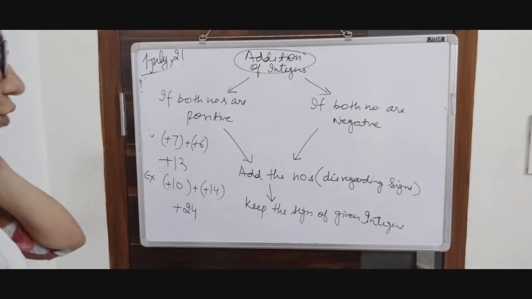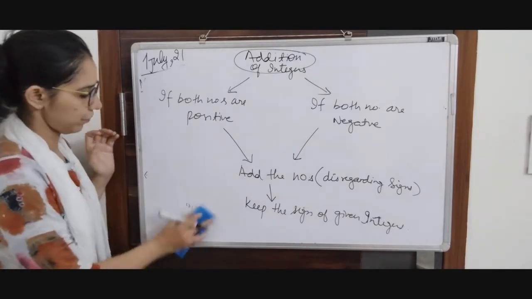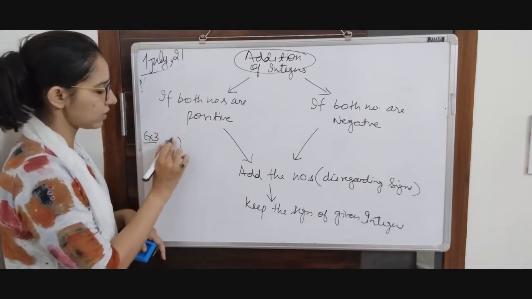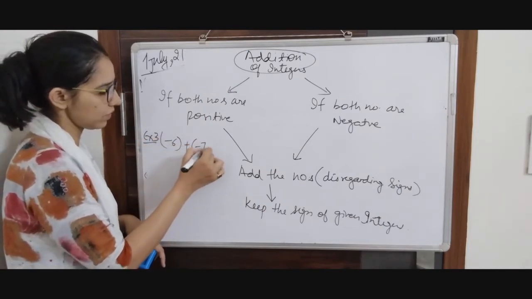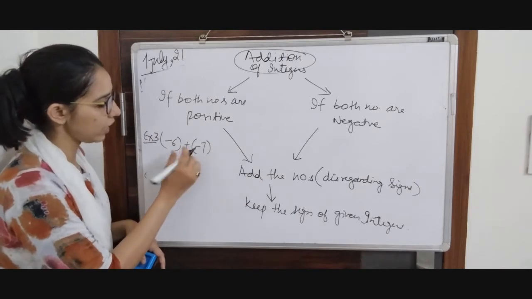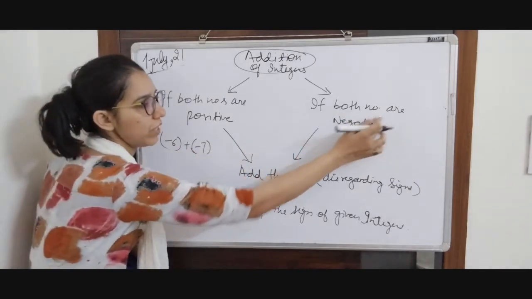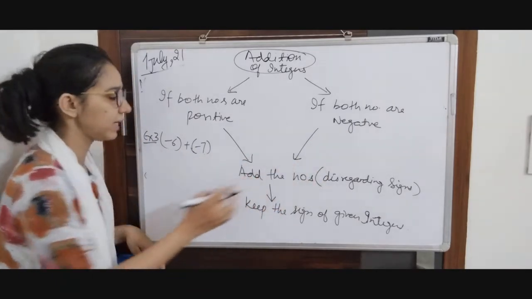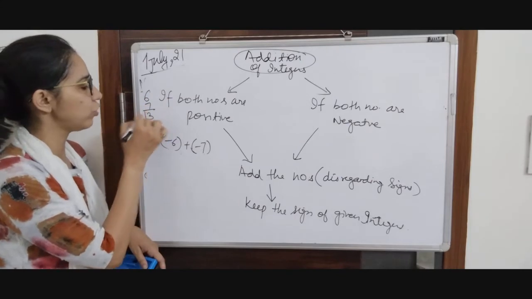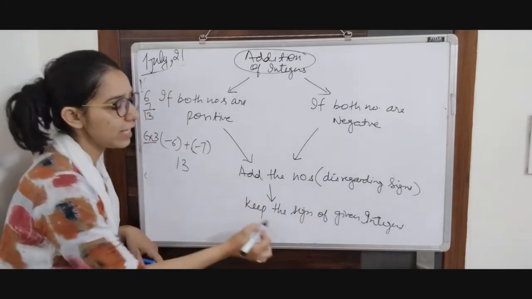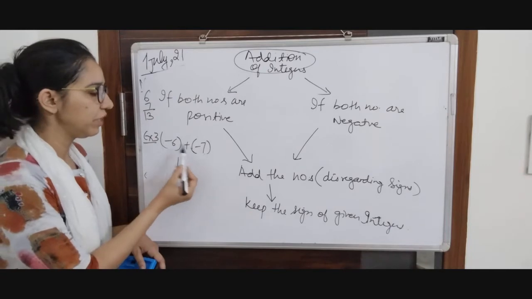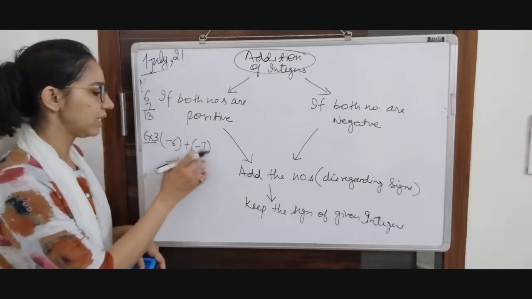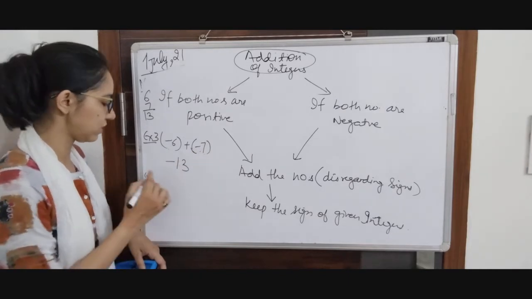So now what if both numbers are negative? If both numbers are negative, minus 6 plus minus 7. We are doing addition, and addition of what? Two negative numbers. If both numbers are negative, what we will do? We will add the numbers disregarding the sign. So 6 plus 7 is going to be 13, and keep the sign of given integers. Given integers were negative, so I will keep the negative sign. So minus 7 plus minus 6 is going to be minus 13.